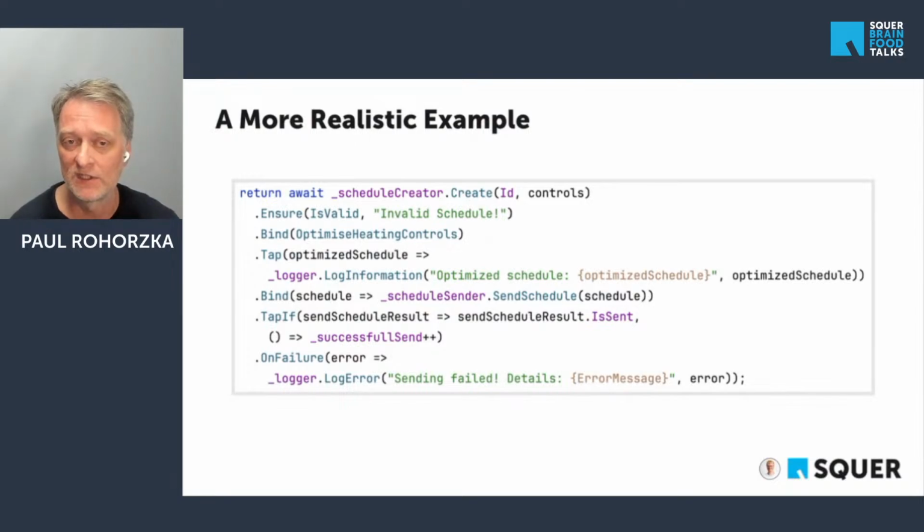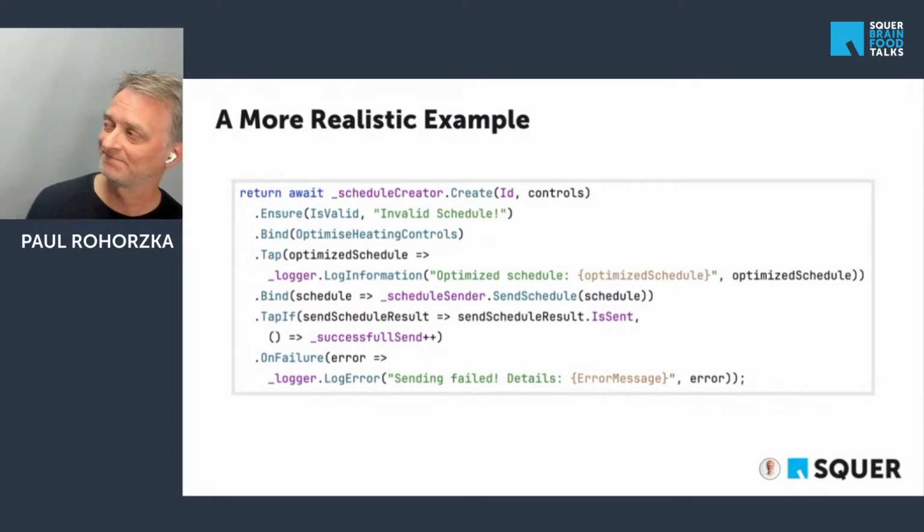programming. So we see here on the top, we start creating the schedule with a schedule creator, then we ensure the validity, then we optimize for the heating controls, then we are in the way where we want to log something, then we bind it to the result of the actual sending. And afterwards, we still say, okay, if it's fine, then we update some simple metric. And if it's not fine, then we want to log it. Okay, so you see, we are now more in the direction of the reality. And David will now tell us something about our experiences.